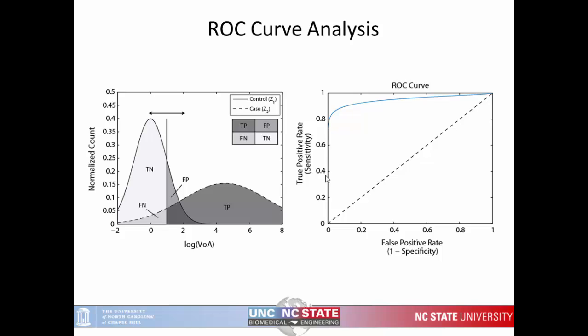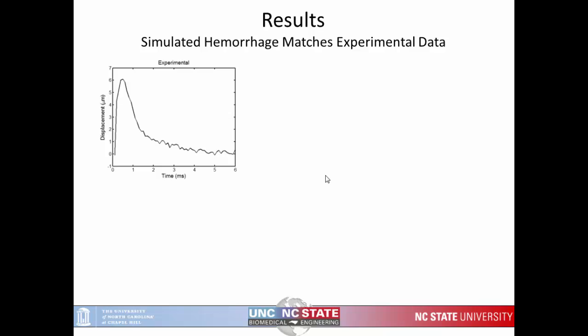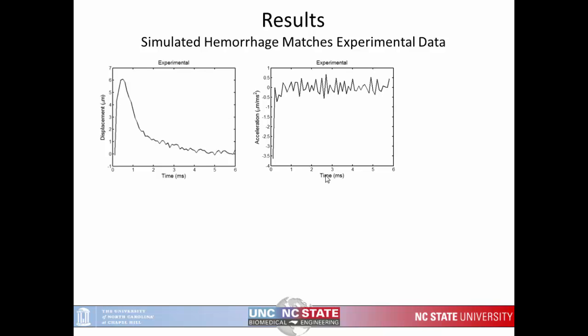Jumping into the results, I'm going to first show you results comparing our simulation to some experimental data from our preclinical dog studies. Here we have an experimental displacement versus time curve in a region of known hemorrhage. We see our displacement, and then some jitter happening at the end. We take the second derivative to get acceleration. We look at the last 2 milliseconds, and we get a VOA value of about 0.065.